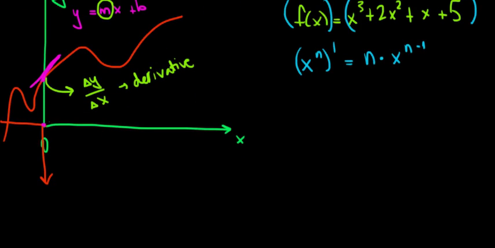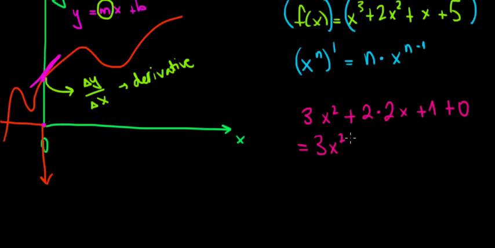What would be x cubed's derivative? That would be 3x squared. So 3x squared. What is 2x squared's derivative? Well, 2 is a constant, so it stays the same, times x squared's derivative, which would be 2x. 2 times x to the power of 2 minus 1, which is 2 times x to the power of 1. Plus x's derivative is just 1, and 5's derivative, well, a constant has no rate of change, so it's going to be 0. As a result, we have 3x squared plus 4x plus 1, which is the derivative of the function with respect to x.